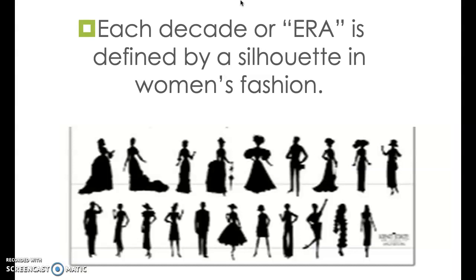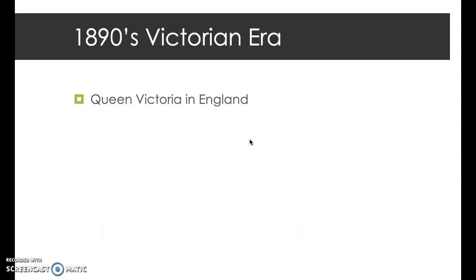Each era or decade is defined by a silhouette in women's fashion. If you remember from Unit 1, silhouette is the outside area of an outfit. So if you black out the entire person and the details, it's what the outside shape is. And each era has its own silhouette. So we're going to get started, and we're going to start with 1890.